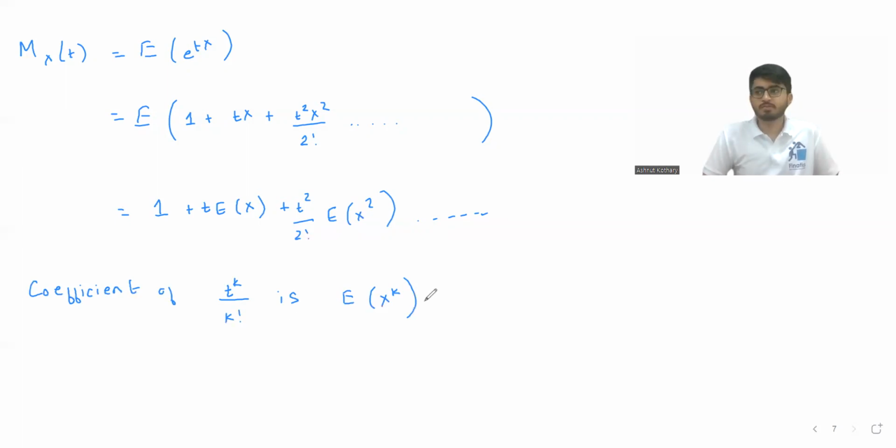This is MGF specific. In PGF there were different things. In MGF we are working differently. There we were looking at the coefficient of t to the power k only. Here we are looking at t to the power k by k factorial. There we were getting probabilities. Here we are getting moments. That is why the name is moment generating function. It is generating nothing but the moments. Expectation x square, expectation x cube, and so on.